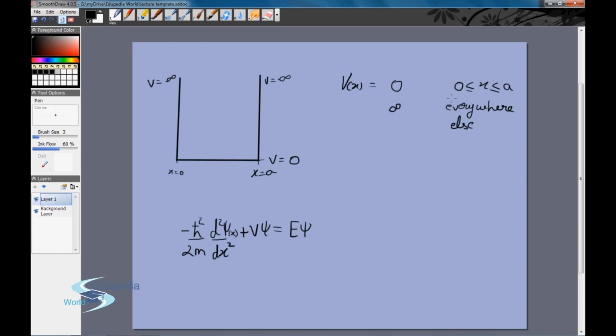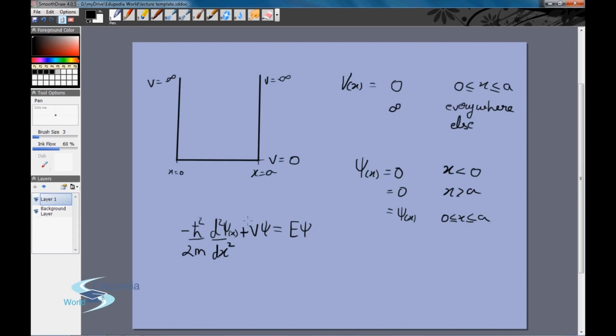Now, for x that is less than 0 or greater than a, we'll have psi equal to 0, because the probability of finding the particle outside these two points is 0 because the potential is infinity. So psi of x is equal to 0 for x less than 0 or x greater than a. But between 0 and a, we need to find psi of x.